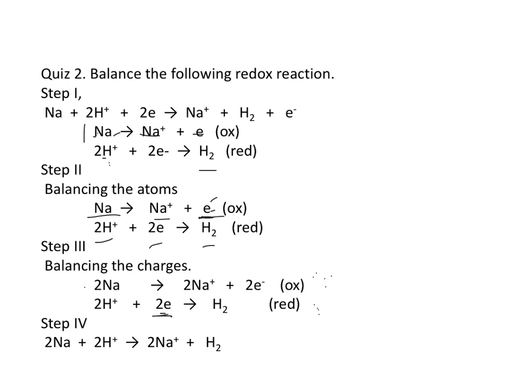So you have 2Na to give you 2Na⁺ plus 2 electrons for oxidation. Then for reduction, you have 2H⁺ plus 2e⁻ to give you H2. Same as here, this is because the number of electrons is 1, so that is why we have the same equation for reduction. Step 4 is now to add up the two half reactions. We have 2Na plus 2H⁺ to give you 2Na⁺ plus H2, and this is the correct balanced equation for the redox reaction.